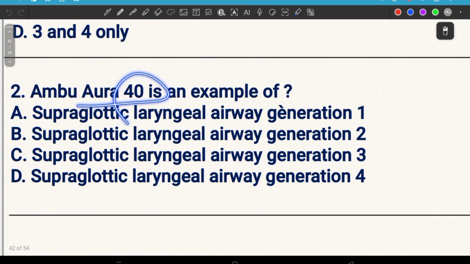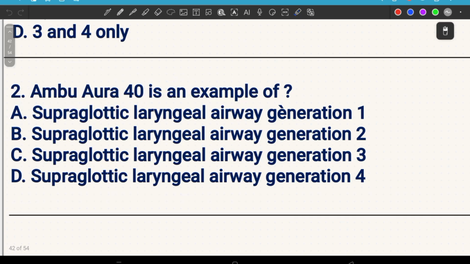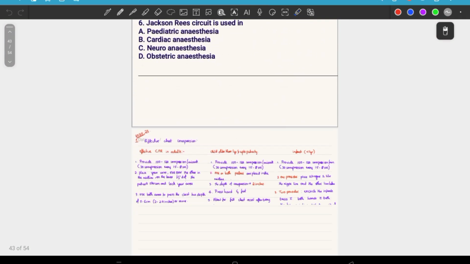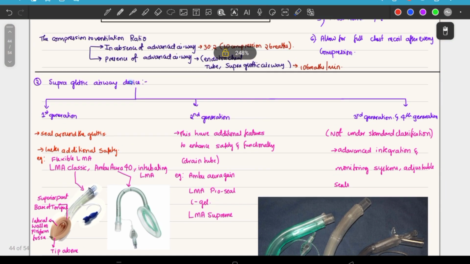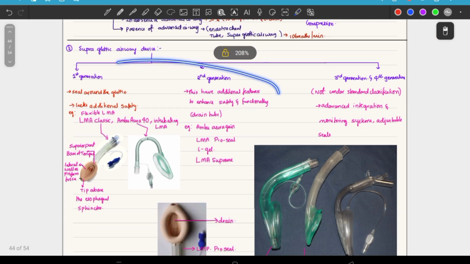Ambu Aura 40 is an example of a supraglottic laryngeal airway. But which generation? It comes in generation 1. Let me show you. See, supraglottic airway devices, there are first generation, second generation, which we usually see.